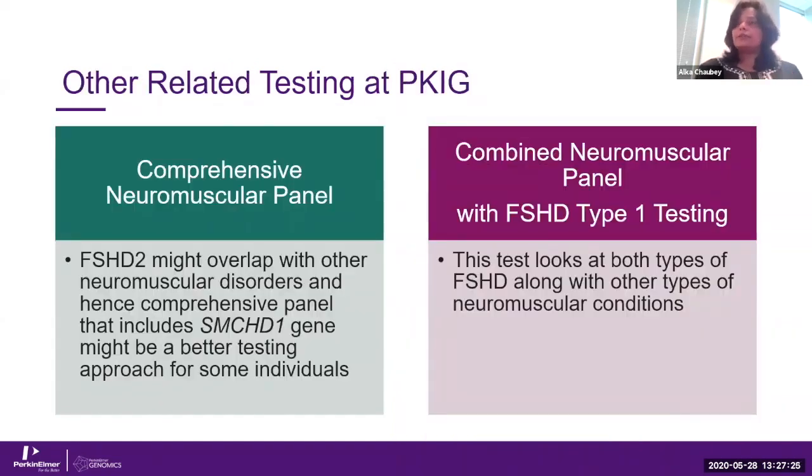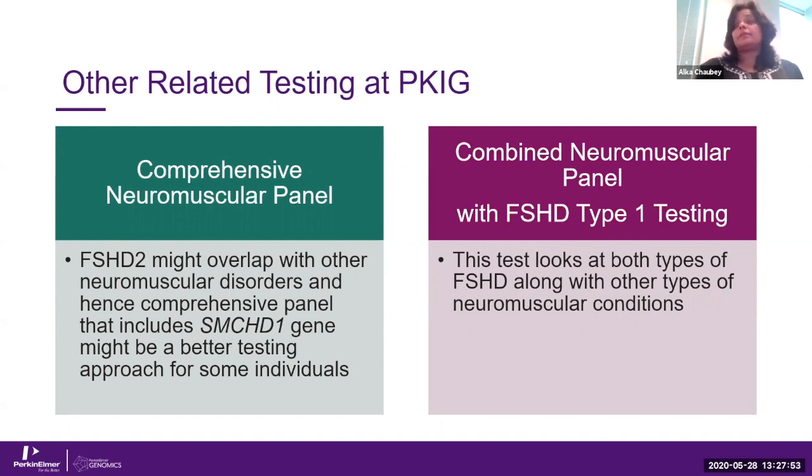Also, as I was telling you, there is a lot of phenotypic overlap when you talk about neuromuscular disorders and a lot of genes that are reported in literature. So at PerkinElmer, we have a comprehensive neuromuscular disorder panel. And because FSHD2 might overlap with some of those, SMCHD1 gene testing is actually part of our neuromuscular disorder panel. And this might be a better testing approach.